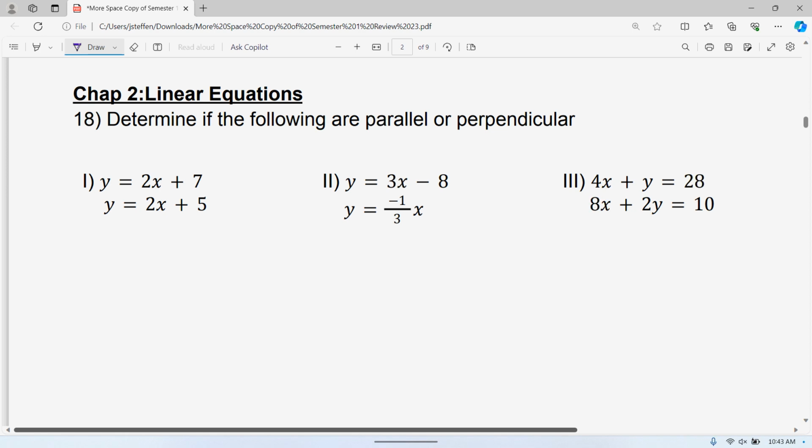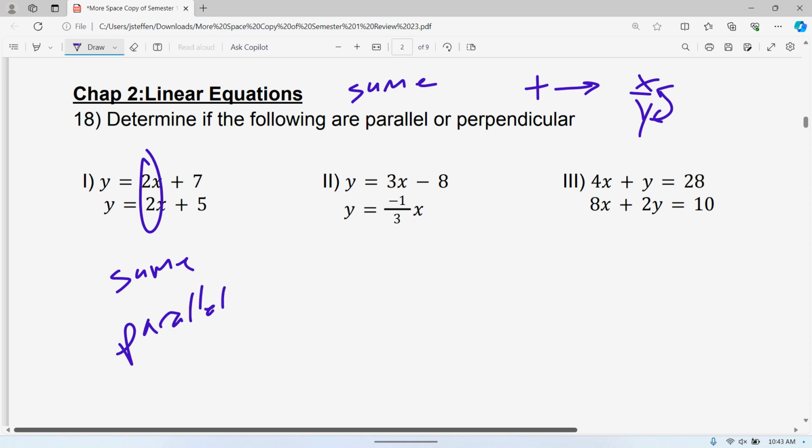Now, on to the chapter 2 stuff. Determine whether the following are parallel or perpendicular. Remember, parallel are the same slope. Perpendicular is opposite reciprocal. Remember, opposite talks about going from positive to negative and vice versa. And reciprocal is when you take your fraction and you flip the numerator and denominator. Number 1, parallel. This one starts with positive 3 and then it goes to negative 1 over 3, 3 over 1. That's opposite reciprocal, so that's perpendicular.